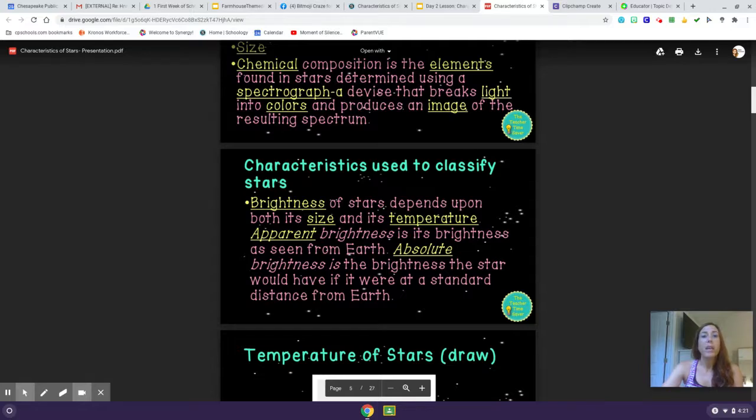Brightness of stars depends on both its size and its temperature, and we sometimes refer to brightness also as magnitude. So those two words are used interchangeably, brightness and magnitude. And they depend on both the size and the temperature. Apparent brightness or apparent magnitude is the brightness as seen from Earth. And absolute brightness or absolute magnitude is the brightness of the star as if you were at a standard distance from Earth. So if each star were at a standard distance from Earth, that would be the absolute magnitude.